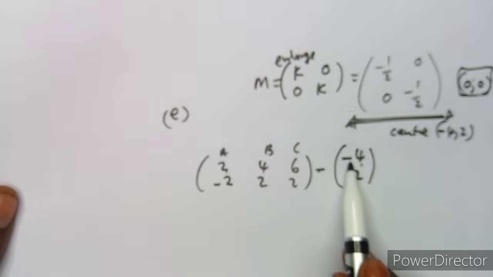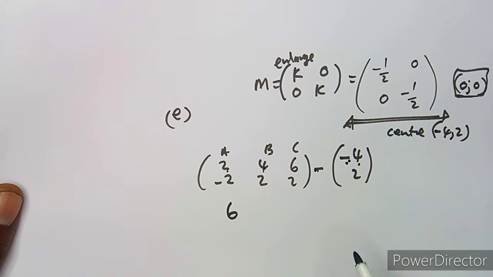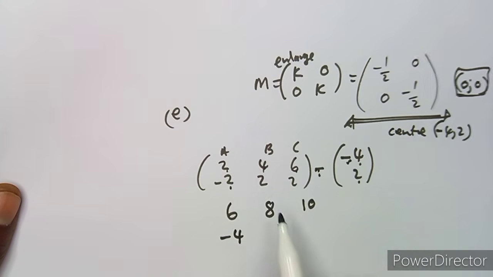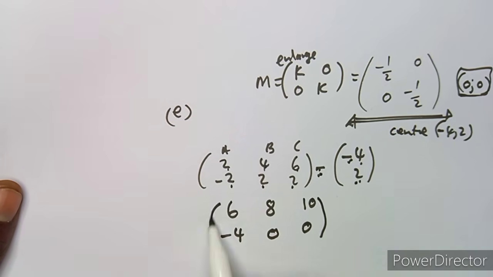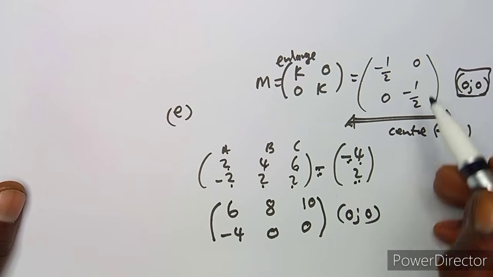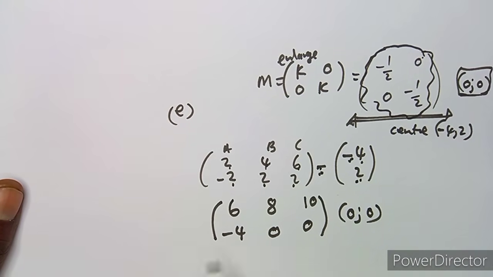So it's 2 minus -6, minus -4, which is 6. 4 minus -4, which is 8. 4 plus 4, that is 8. 6 minus -4, which is 10. -2 minus 2, that's -4. 2 minus 2, that's a 0 here. 2 minus 2, that's a 0. So I have removed the center, which means I am now at what? At 0, 0.